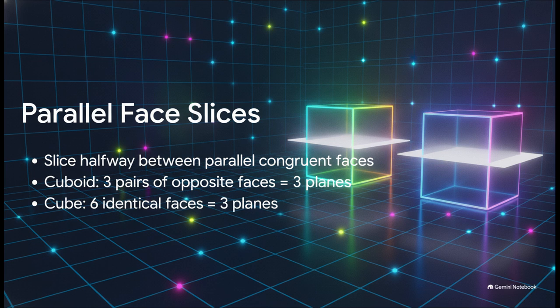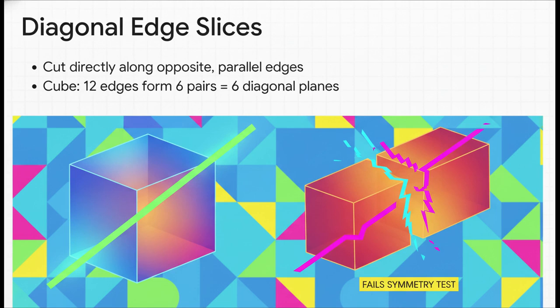If you do this halfway between parallel faces, a rectangular cuboid, which has 3 pairs of opposite parallel rectangles, yields exactly 3 planes of symmetry. Our perfect cube, with its 6 identical faces, also gives us exactly 3 planes using this specific method. But here's where that regular versus non-regular property we talked about completely changes the game.